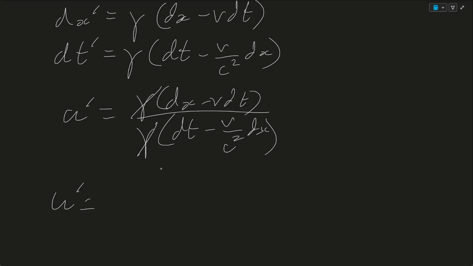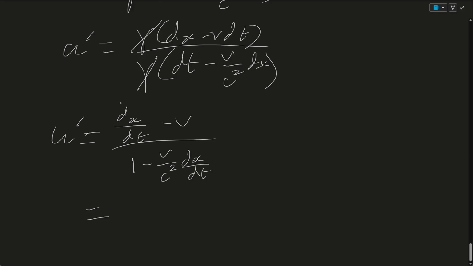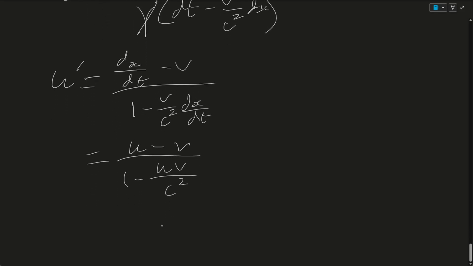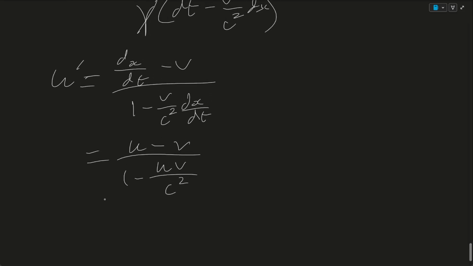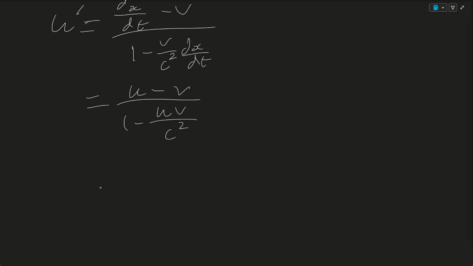And we should get something useful. So this is then dx/dt minus v over 1 minus v over c squared dx/dt, which is just u minus v over 1 minus uv over c squared. Cool. This is the relativistic velocity addition that we were after. We can really check this.